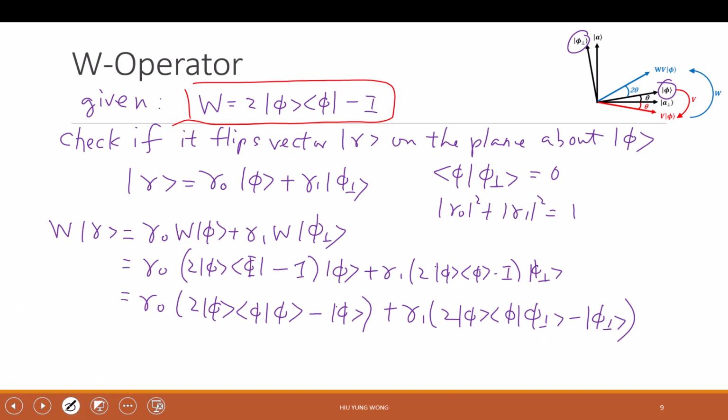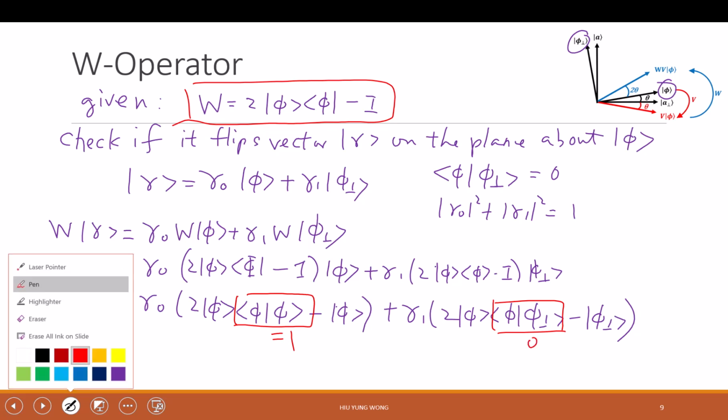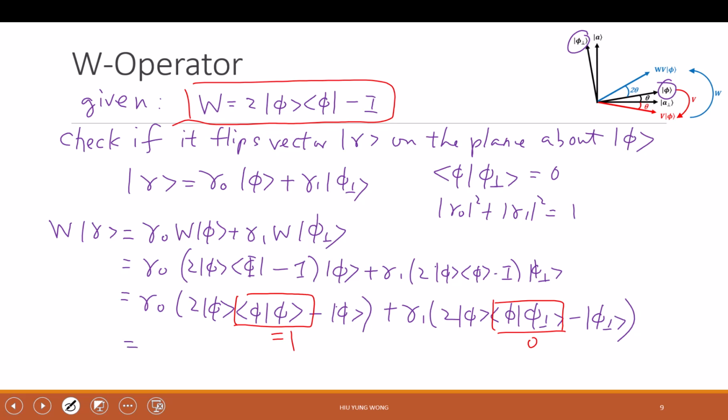What do we know? What is the inner product of phi with phi? It must be 1, right? It's normalized. We just said that earlier. And how about phi inner product phi perpendicular? By definition, right? It is 0. So with this, it simplifies to 2 gamma 0 phi, right? Minus gamma 0, is that right?